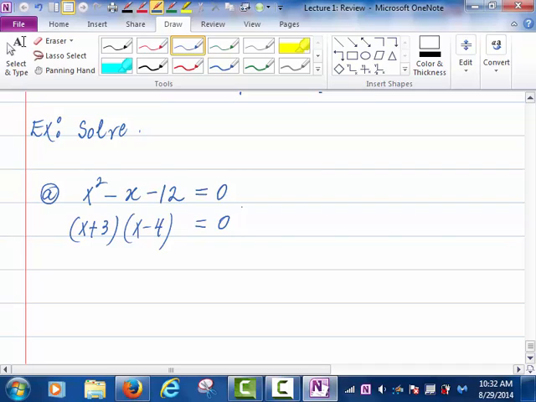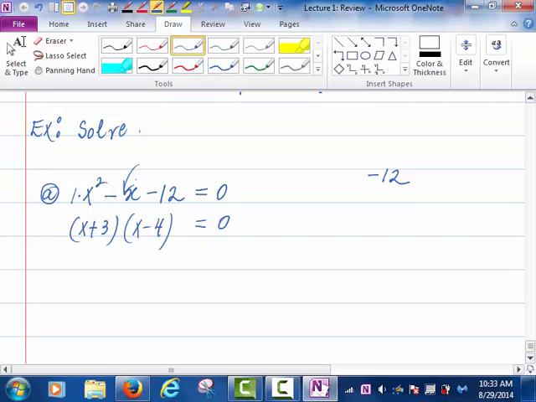How did he come up with 3 and negative 4? What you do is look at the coefficient of x squared. The coefficient of x squared is 1, right? You multiply that with the constant negative 12, and you get negative 12, right? And then you look for 2 factors of negative 12, so that when you add them, you get the coefficient here, negative 1.